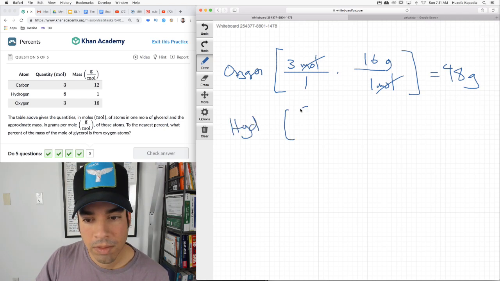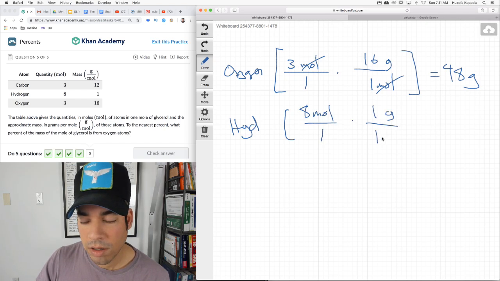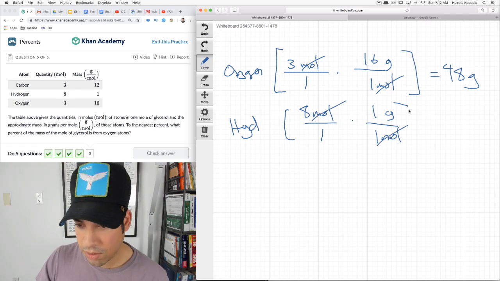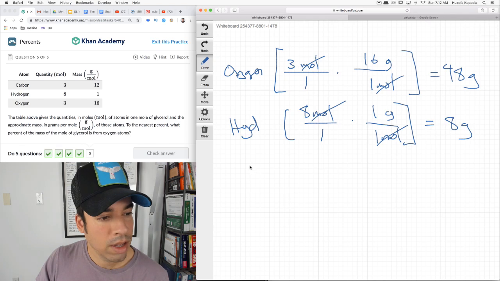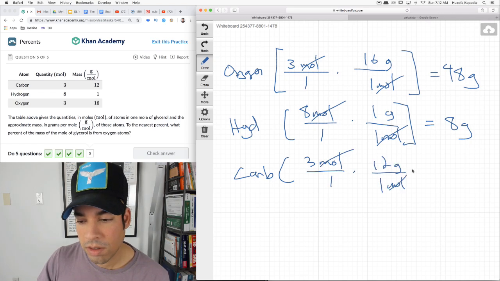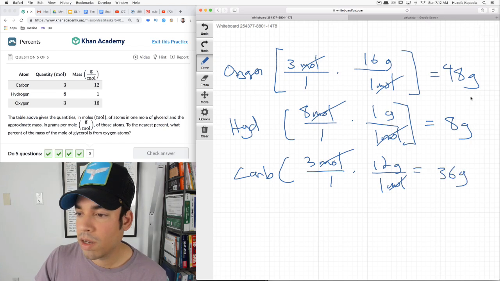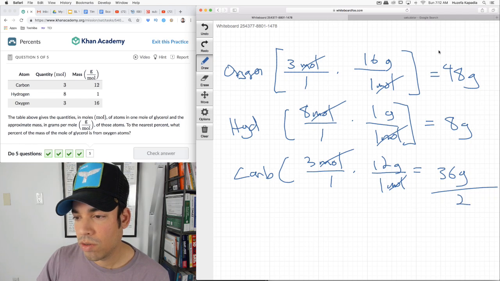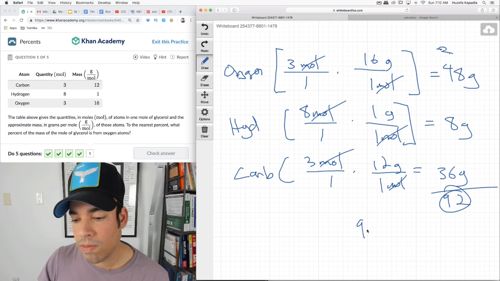Hydrogen makes up, let's see. We don't have to, I mean, you can see we're just multiplying across. Just going to write it out for the heck of it. Equals 8 grams, and then carbon equals 36 grams. So we add these all up. 8, 16, 22, 92 is the total.